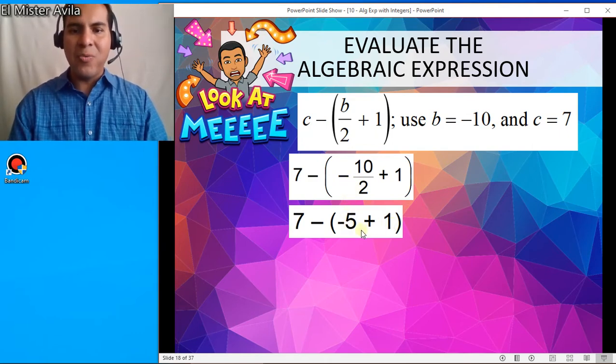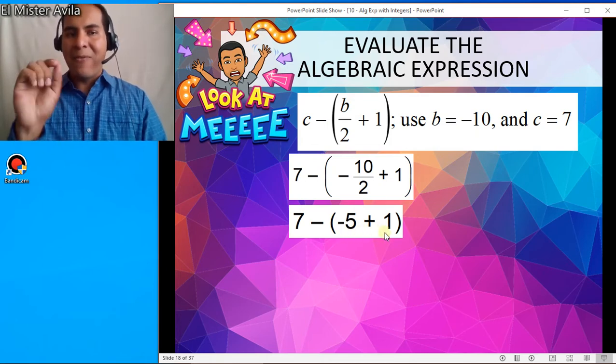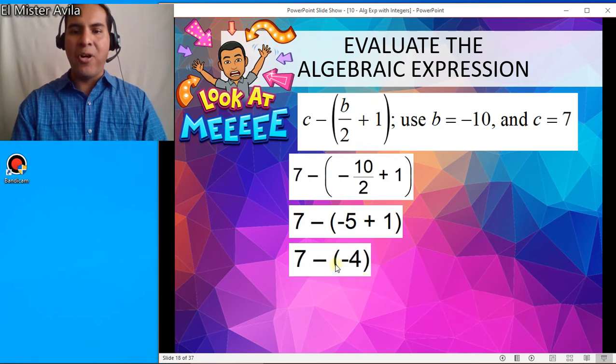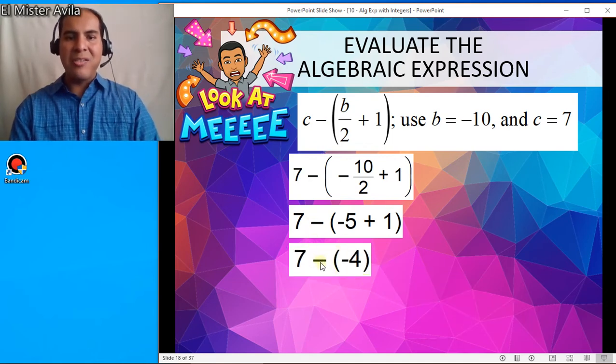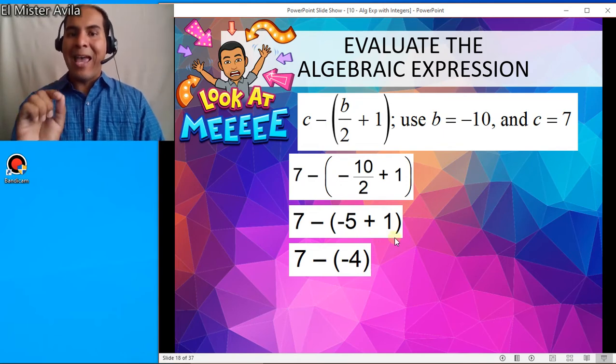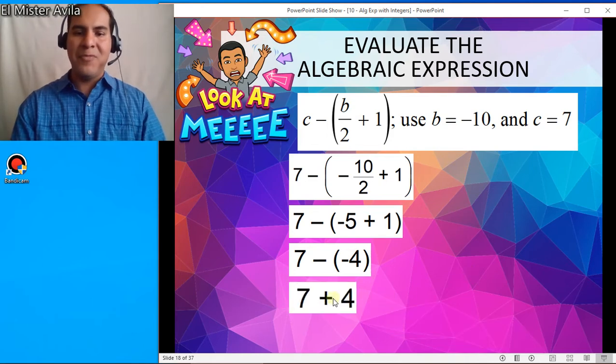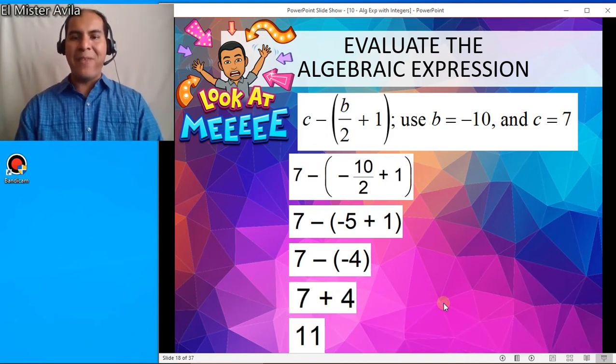-5 plus 1, since it's in parentheses, that comes next. We have -5 plus 1, that gives us -4. Notice that the subtraction still came down, and we got a -4 from the -5 plus 1. That means that this subtraction and this negative, we have to think to ourselves, whenever we're subtracting a negative, what is that equivalent to? Hopefully you remember that that's equivalent to addition. 7 plus 4, which is 11.